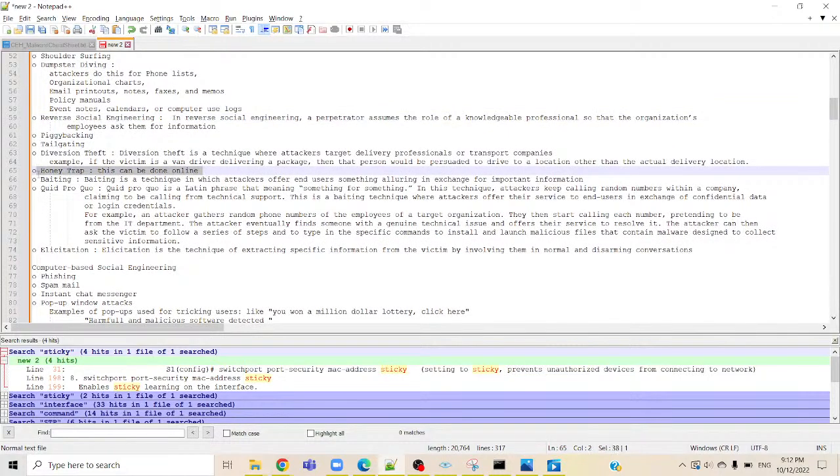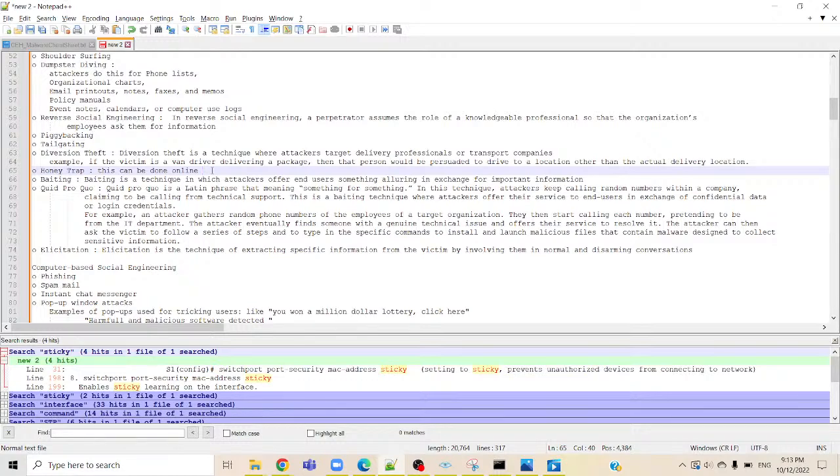Honey trap, we all know what it is, but I didn't know that this also can be done online. If you look at the movies, for honey trap, usually they will personally go to the victim and trap them, but here they can also do it online. This is the additional information which I got from the book. Baiting. Baiting is a technique in which attackers offer end users something alluring in exchange for important information.